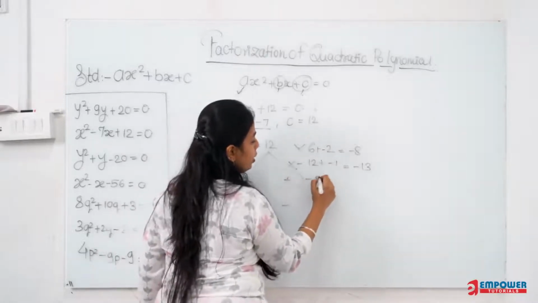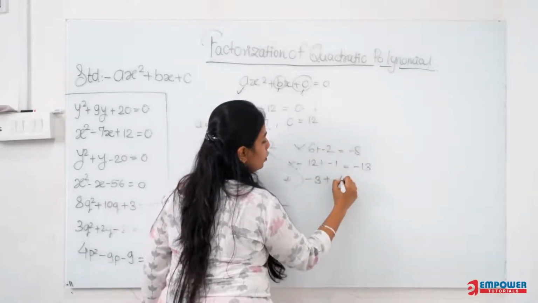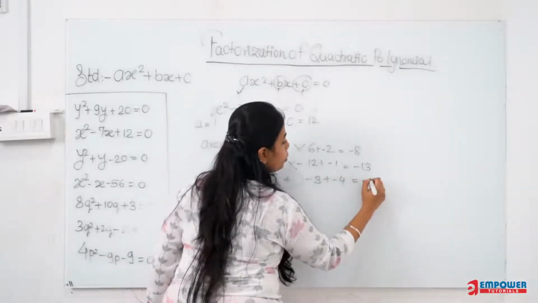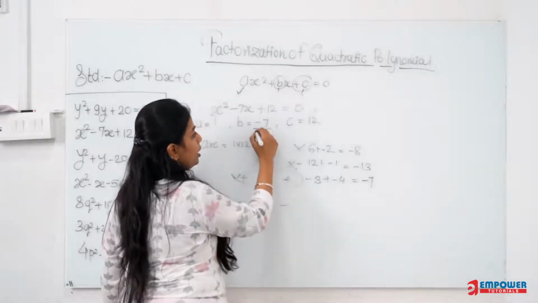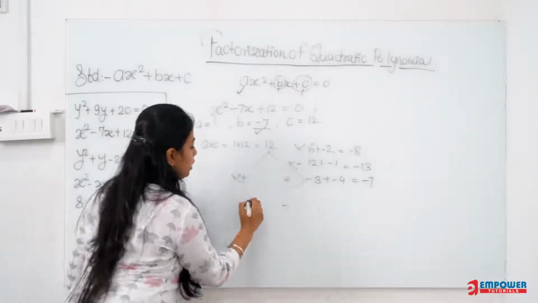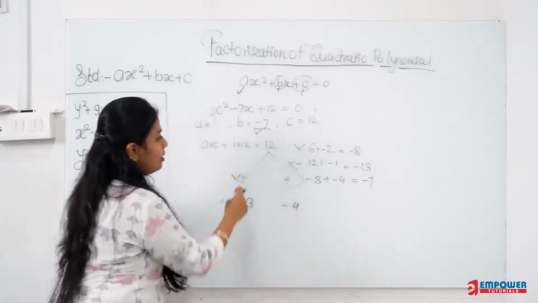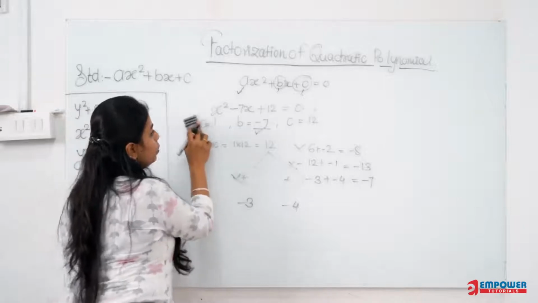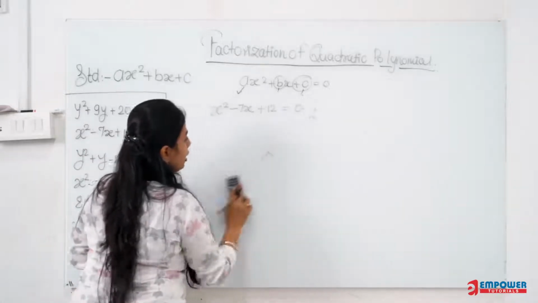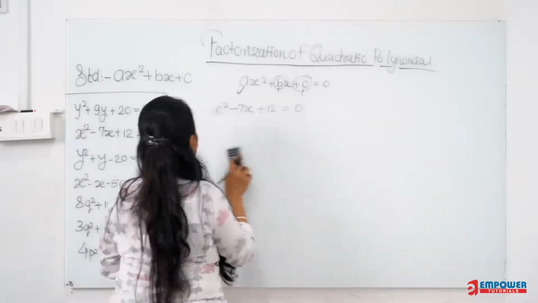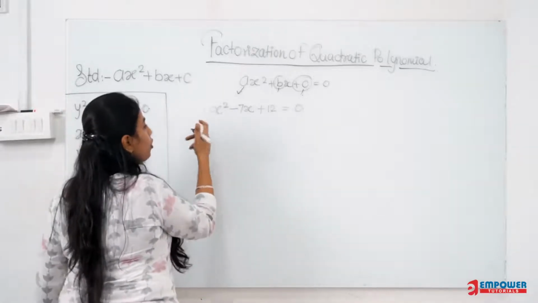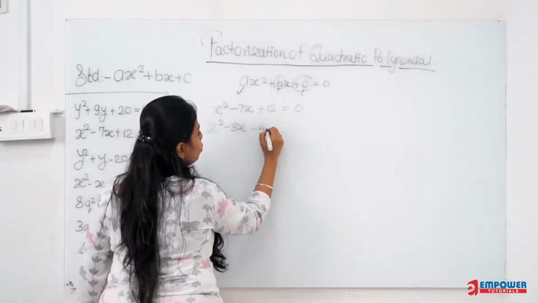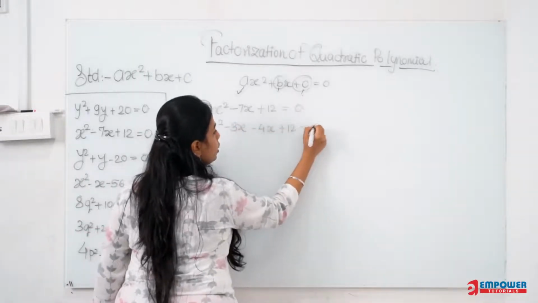Then what else do we have? Minus 3 plus minus 4, because minus 3 into minus 4 will be plus 12, and the addition of these two is equal to minus 7. So I am getting minus 7 over here. So I will consider minus 3 and minus 4 as the factors of 12. Now I will add these two numbers in the equation. So this is how you choose the factors of the product of coefficients a and c. So this is x square minus 3x minus 4x plus 12 is equal to 0.